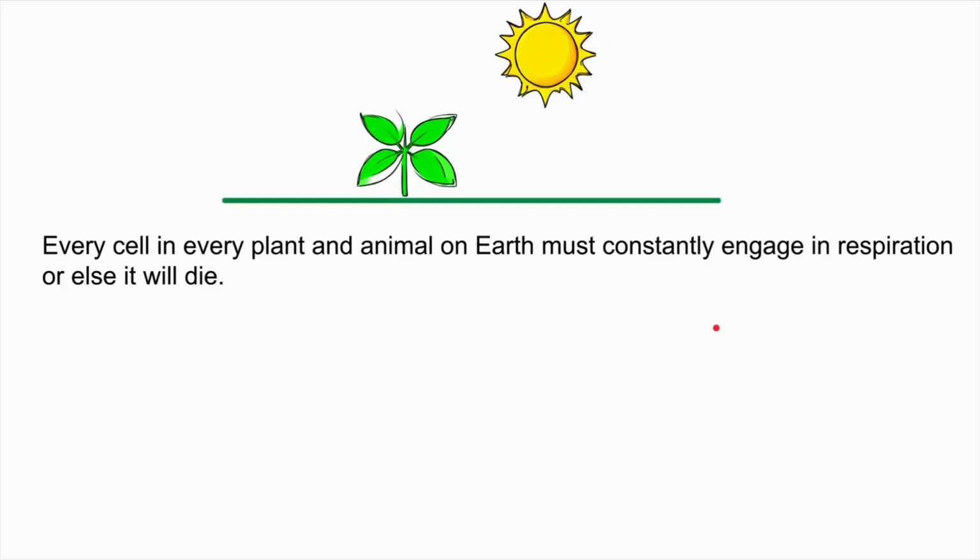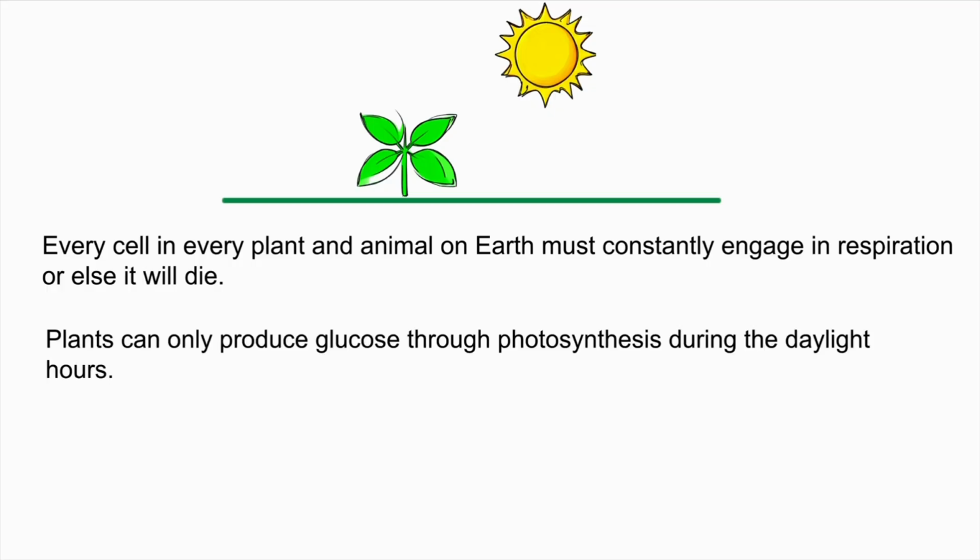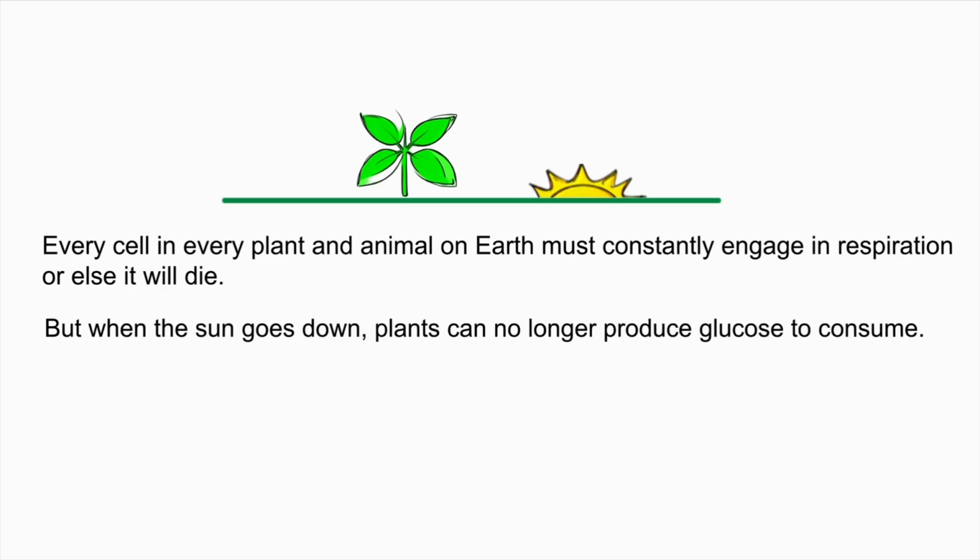Now, here's the thing to think about, and this is kind of cool, and this is really important: every cell in every plant and animal on Earth must release energy from glucose every moment of every day. If they ever stop, they die right away. Well, plants have this problem: they can only produce glucose through photosynthesis during the daylight hours. What happens when the sun goes down?